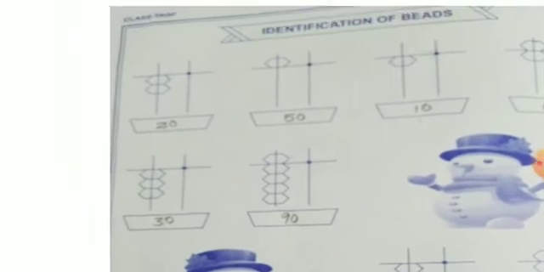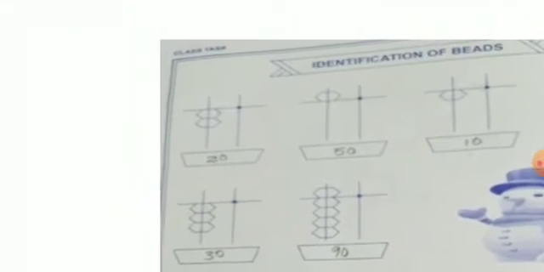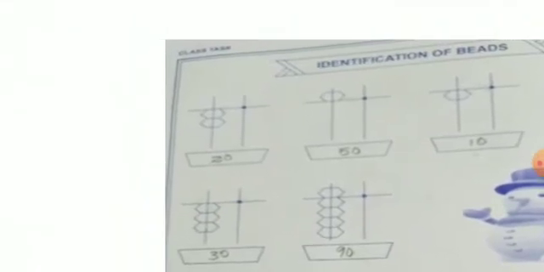Next, take page number 6. There also we can do the identification of beads, the same that we have done in page number 5. If we take the first exercise, we can see 2 beads are here and in ones place nothing is there. In tens place 2 beads are there. So the value is 20.